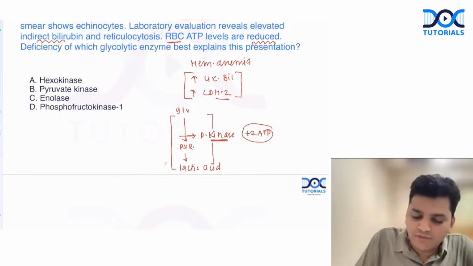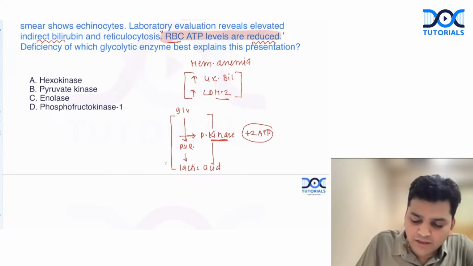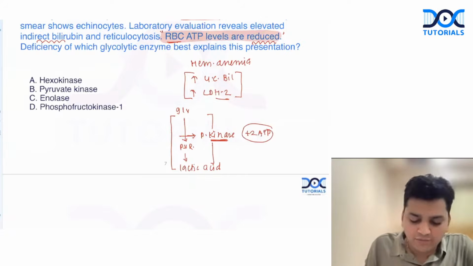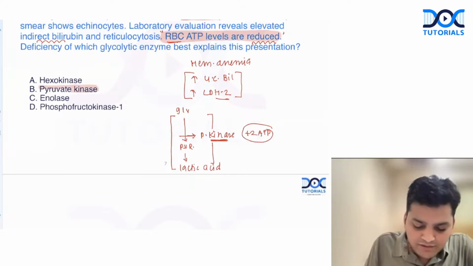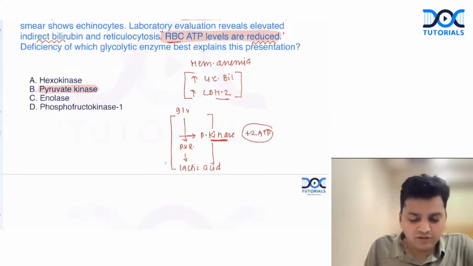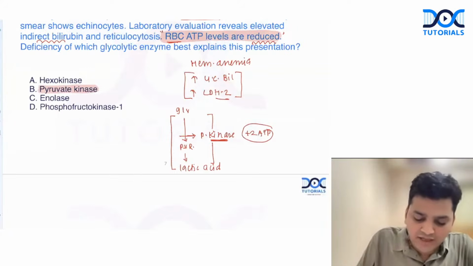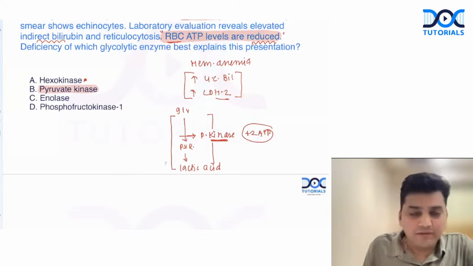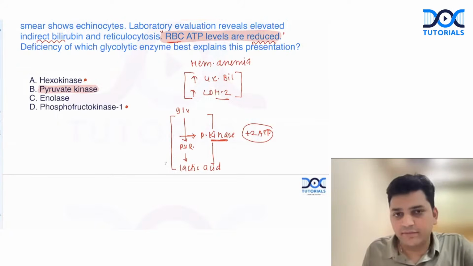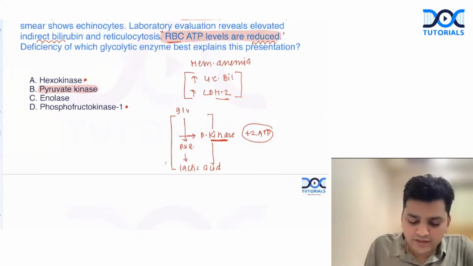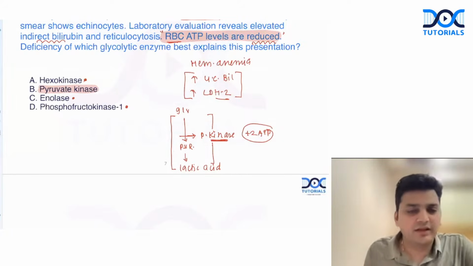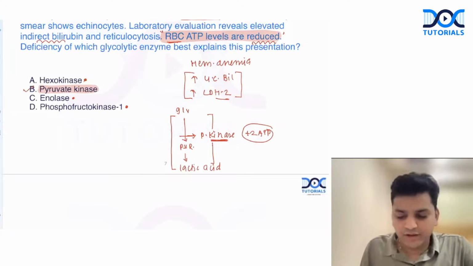So this is what they have mentioned, that the RBCs have a reduced level of ATP. The moment they said that, we understood that there is a problem in the glycolysis, and the name of that enzyme is going to be pyruvate kinase. Now, why can't the others be the answer? Because see, hexokinase does not give you ATP. Rather, we invest the ATP. Phosphofructokinase also, we invest the ATP, it does not give ATP. Enolase, there is no energy reaction happening in the enolase.